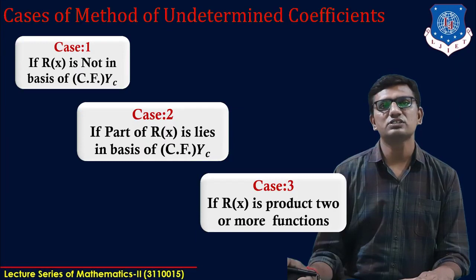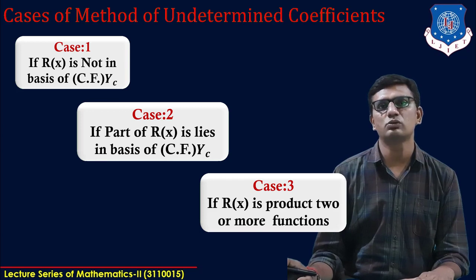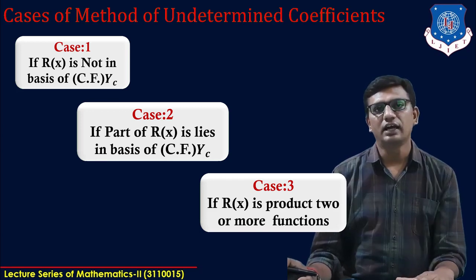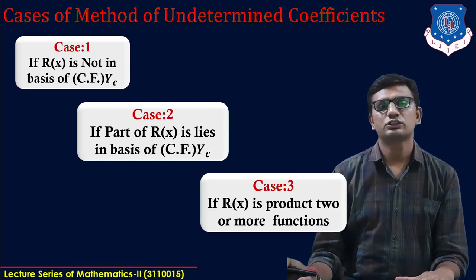Now we have three cases of the method of undetermined coefficient. First case is when r(x) or any part of r(x) does not belong to the basis of complementary function or basis of yc. Second case is when any part of r(x) belongs to the complementary function's basis. And third case is when our r(x) is a product of functions like e raised to ax into cos ax, x raised to n into cos ax, x raised to n into e raised to x. This type of product is also applicable for this method and it is included in the third case.